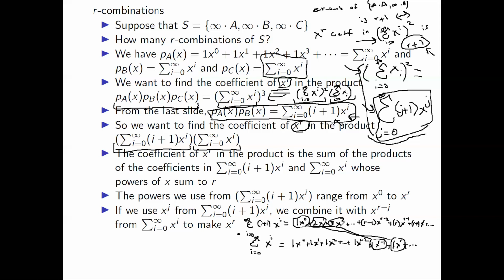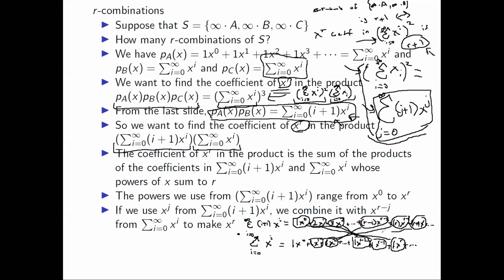The 3x squared right here is going to get paired up with the 1x to the r minus 2. So in general, we're pairing up the x to the j term from the first polynomial with the x to the r minus j term from the second one. So this r minus 1, x to the r minus 2, we're going to pair that up with the 1x squared down here. And this r, x to the r minus 1, gets paired with the 1x to the 1. And similarly, this last one, the r plus 1x to the r, this last relevant one.